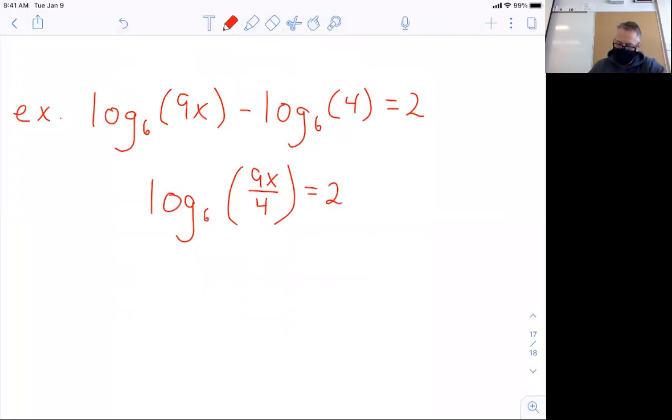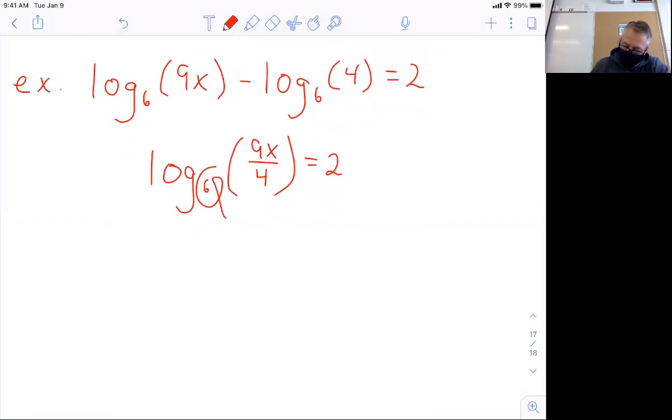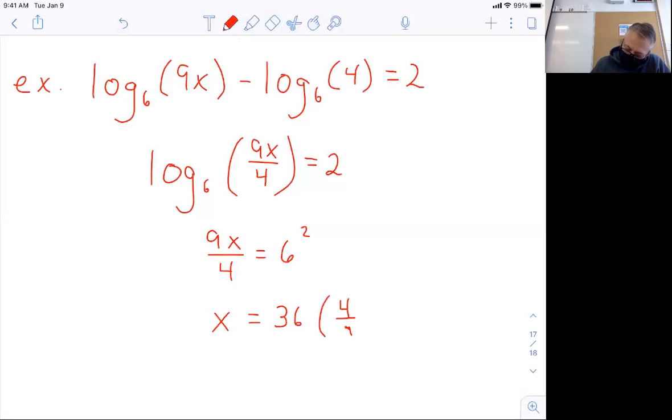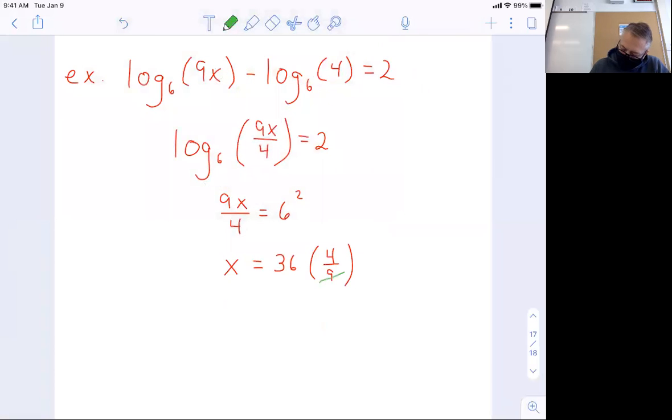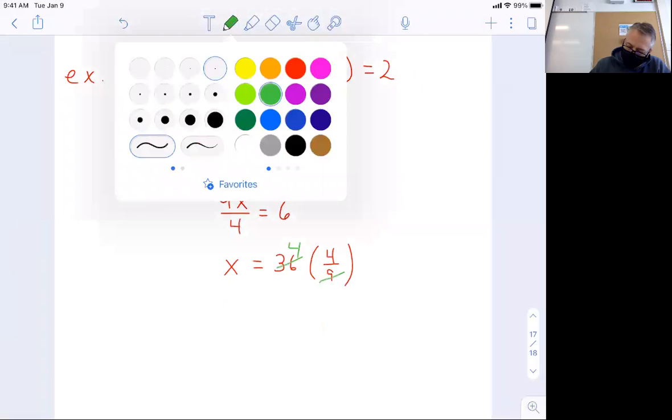Now we write that in exponential form. So 6 moves over and the 2 moves up. I get 9x over 4 is equal to 6 squared, which, of course, is 36. And so x is going to be 36 times that reciprocal. So I'll do that, 4/9. And so using a little canceling, we can see that x is equal to 16.